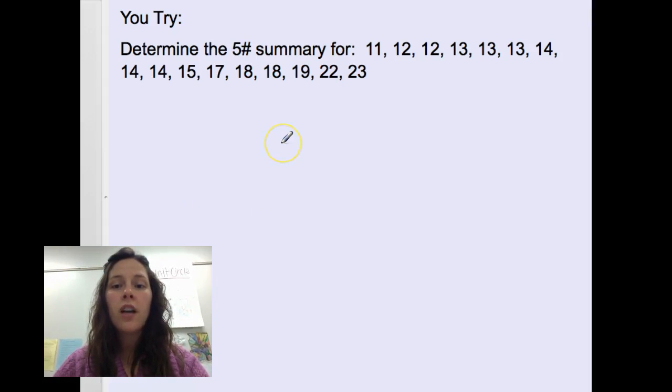All right, and for your U-Try, I'm going to have you create a 5-number summary, and then together in class we can look at creating a box plot for it.